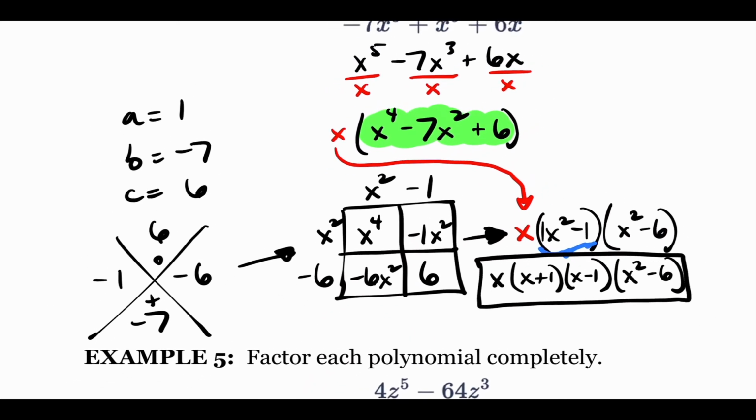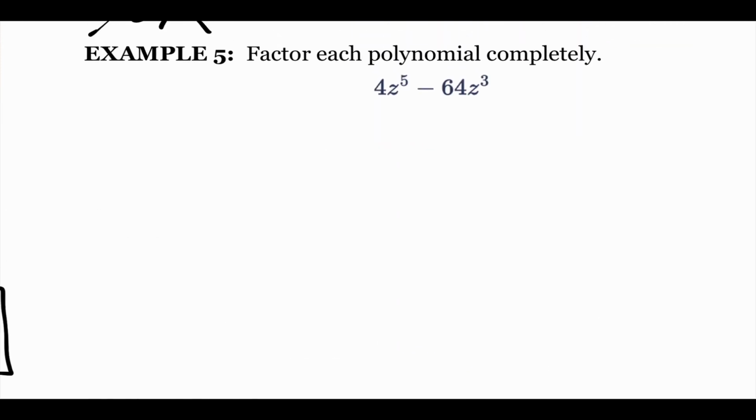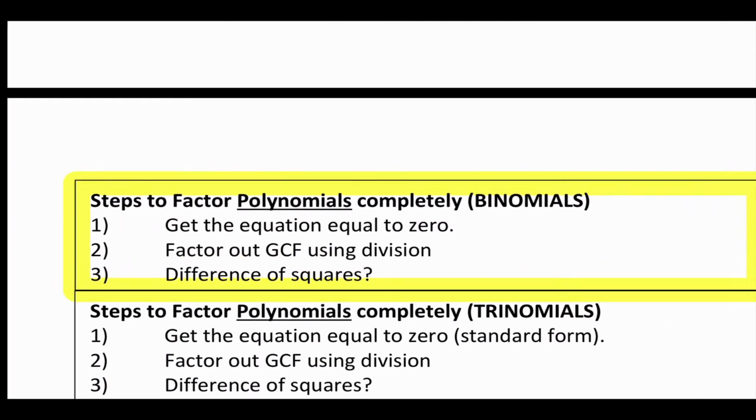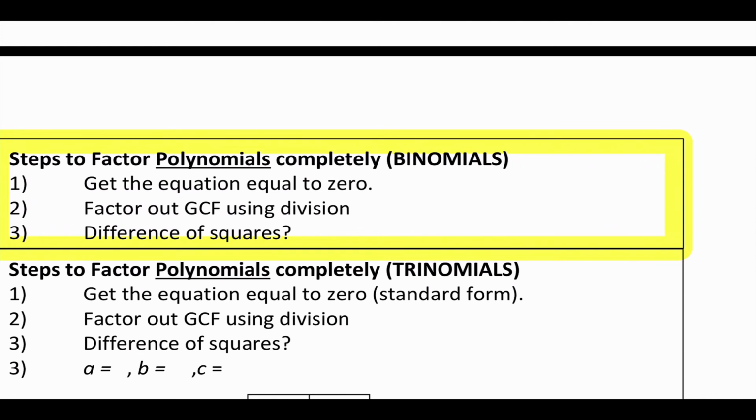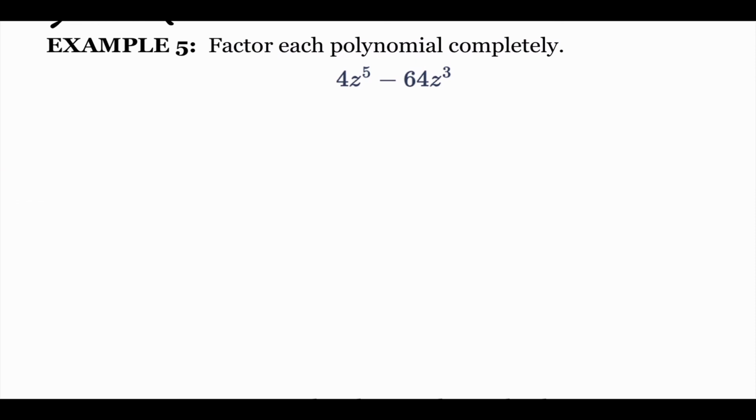All right, so try number 5 now. Do number 5 right now. Okay, number 5 is a binomial. Got 2 terms, so I got to follow the binomial steps. Fewer steps, but they're still important. Step 1, set the equation equal to 0 and make sure it's in standard form. No equal sign, it's in standard form. Check.